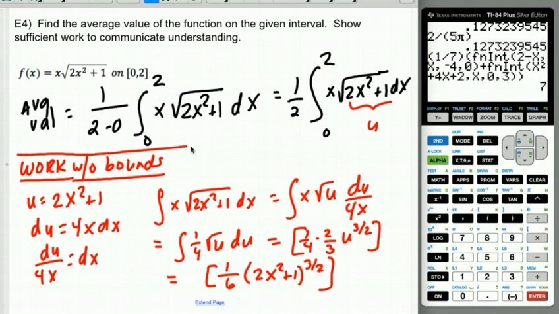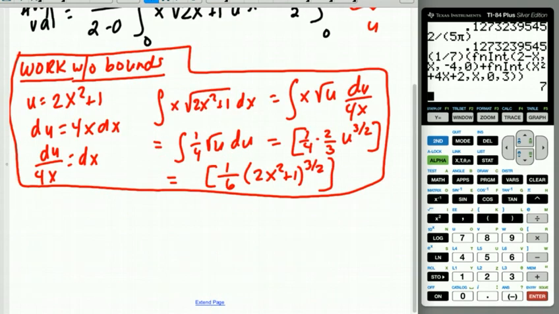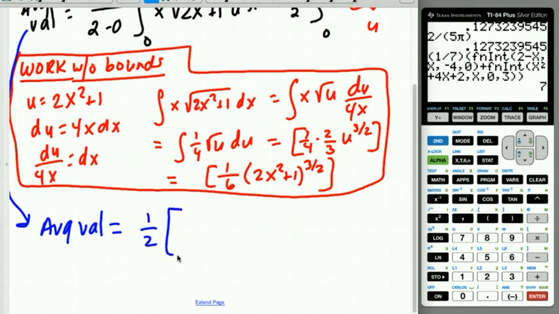So this is my work without bounds. I'm going to cheat and do that. And then I can just jump down here and go ahead and plug into my integral. So that means that my average value, if we skip down here, is going to be, there's that 1/2 in front, right? Because we saw that 1/2 in front. And then I'm going to have 1/6 2x squared plus 1 to the 3/2 evaluated from 0 to 2.